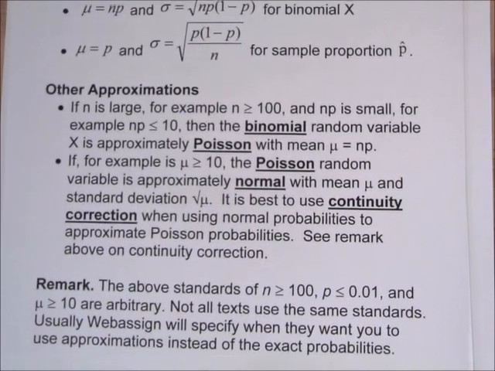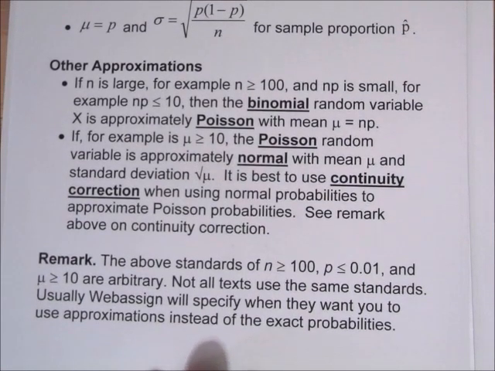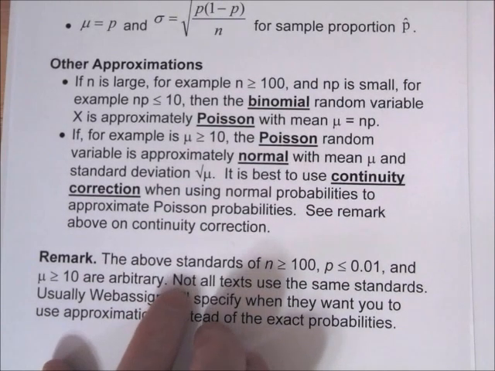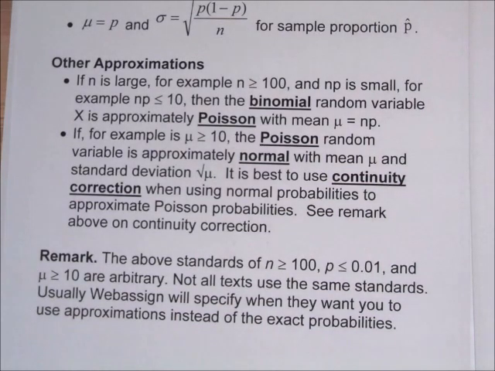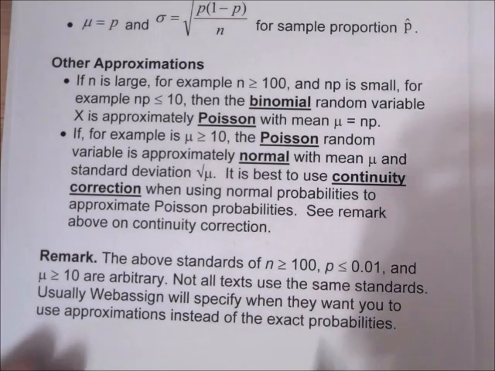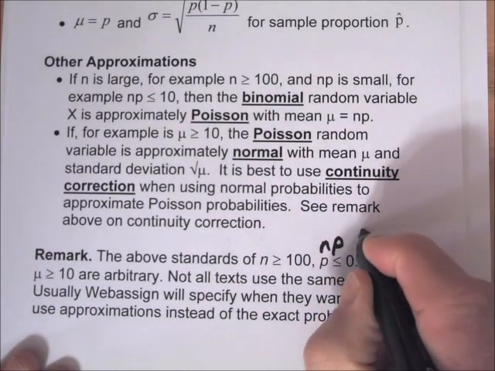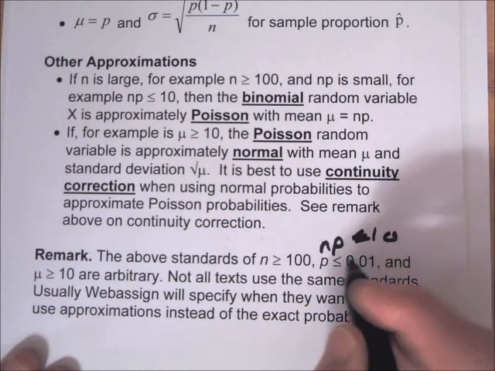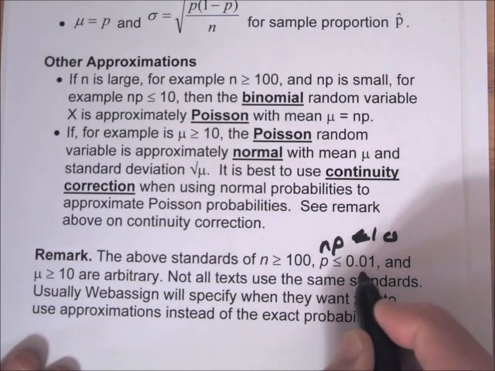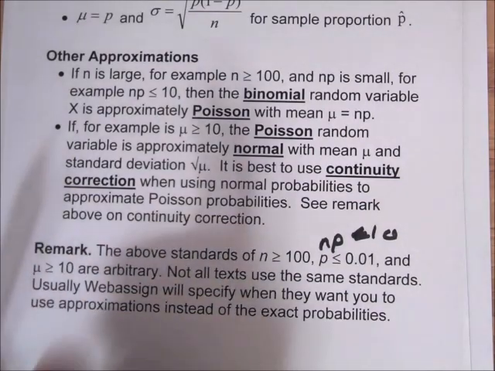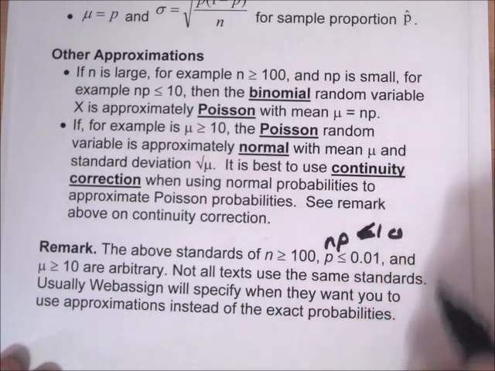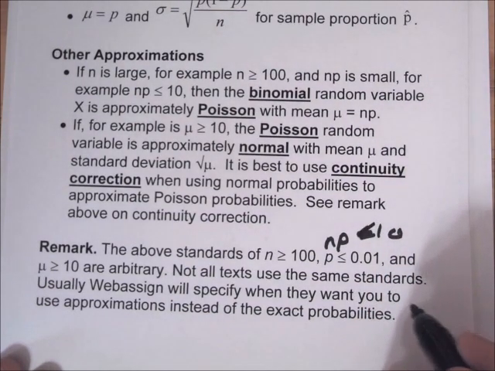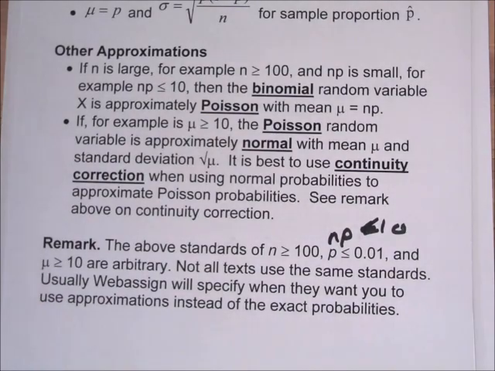It's not always done. If you have a wide interval, it's not so important, but it's more accurate to use continuity correction. These standards, n greater than or equal to 100, n times p less than or equal to 10, are arbitrary. Some books use p less than or equal to 0.01. Our book doesn't use that. Anyway, the standards are arbitrary. Not all texts use the same standards. Usually, a WebAssign will specify.